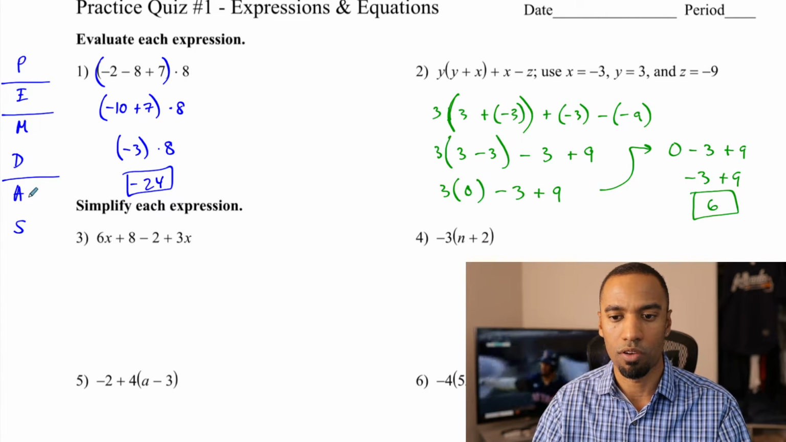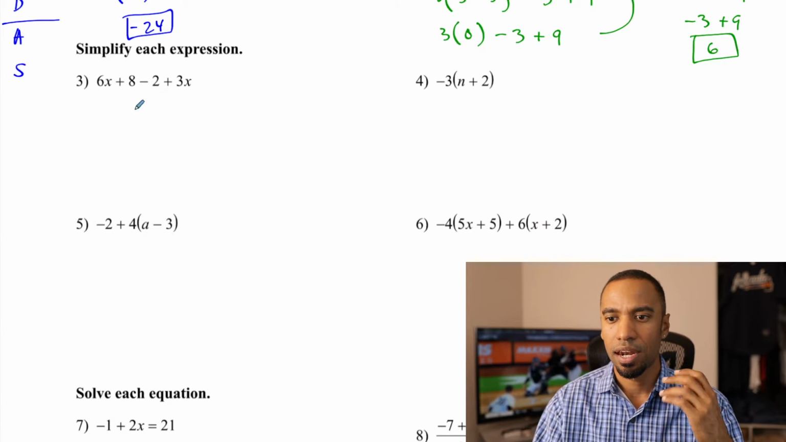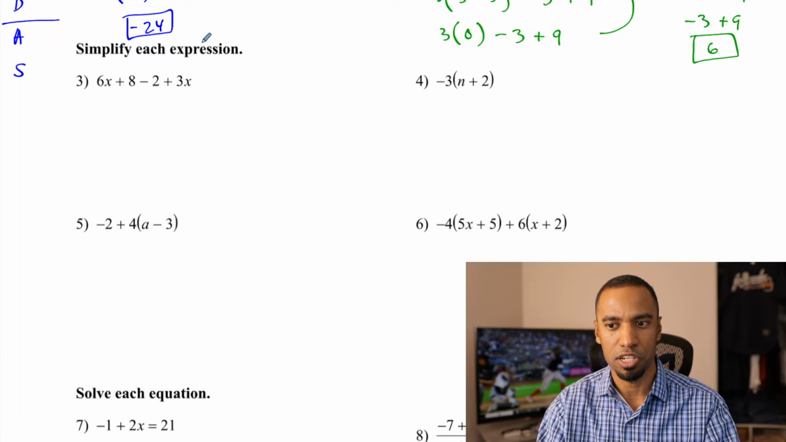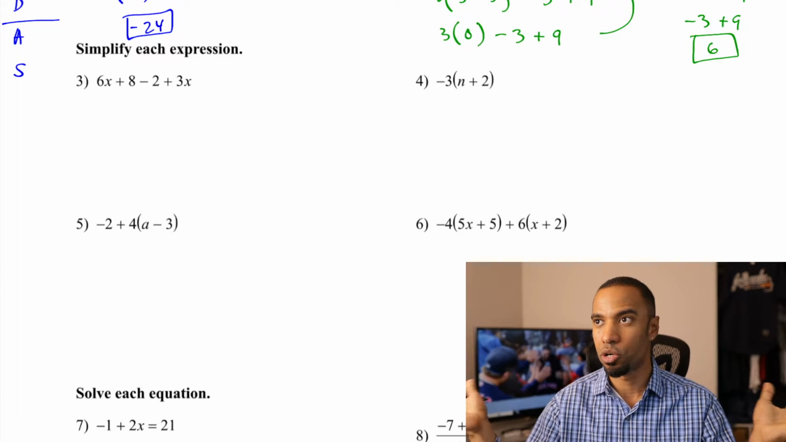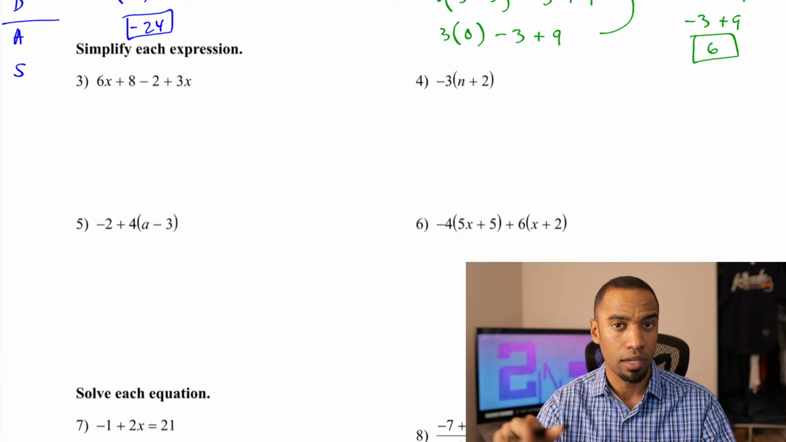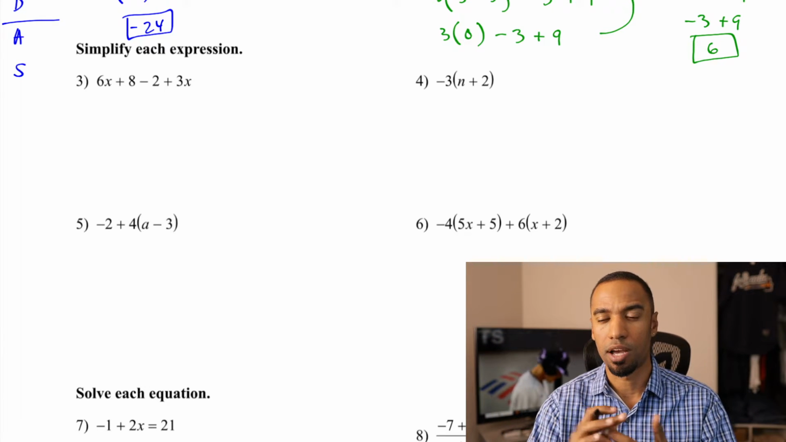Anyway, those are our 2 order of operations problems. We're good from there. Let's move on to numbers 3 through 6. And on these problems here, when they say simplify each expression, again, we're trying to do 2 different things here. Number 1, make sure there are no parentheses in the end by distributing things that you can. And number 2, combine like terms where you possibly can.